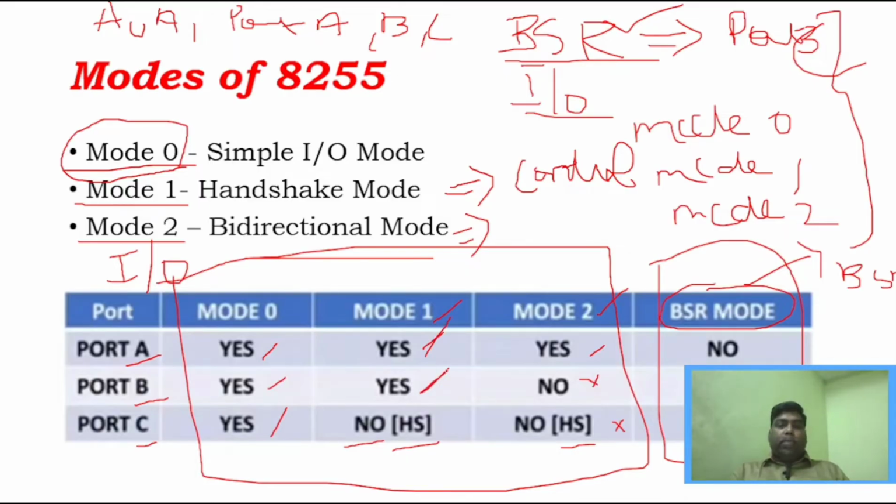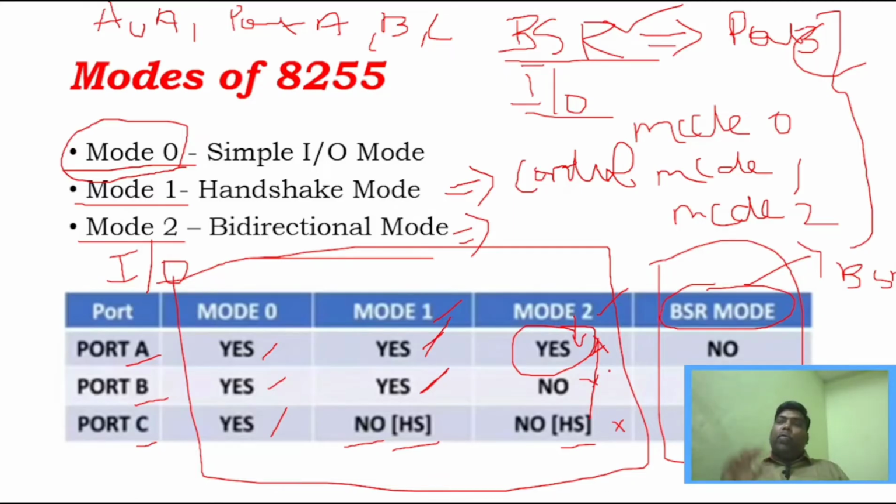for the handshaking process, right? Whereas in mode 2 only port A supports mode 2, right? So here the complete 5 bits, 3 bits for output and 2 bits for input, the complete 5 lines will support the handshaking process for mode 2 in port A. Clear? Right? So these are the different modes of operation of 8255.